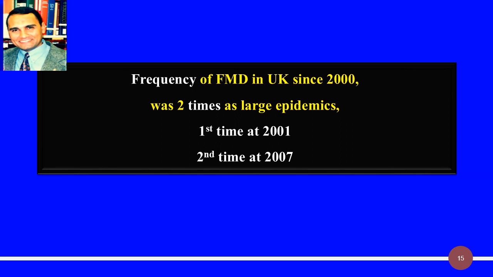Frequency of foot and mouth disease in the United Kingdom since the beginning of the millennium was 2 times as large epidemics. The first time was recorded in 2001 and the second time in 2007. Knowing the disease frequency will clarify the expectation for reoccurrence of any disease in the same place, when, why, and how to prepare the medical authorities for disease confrontation.